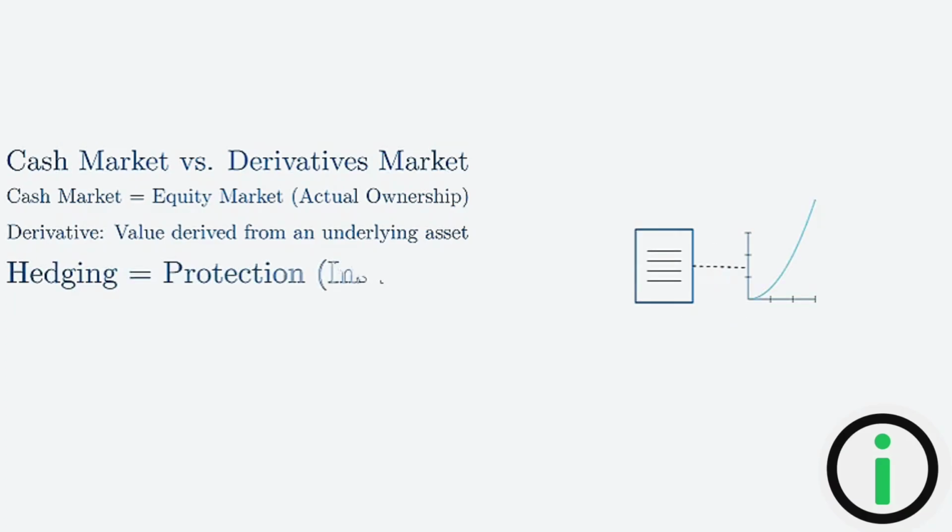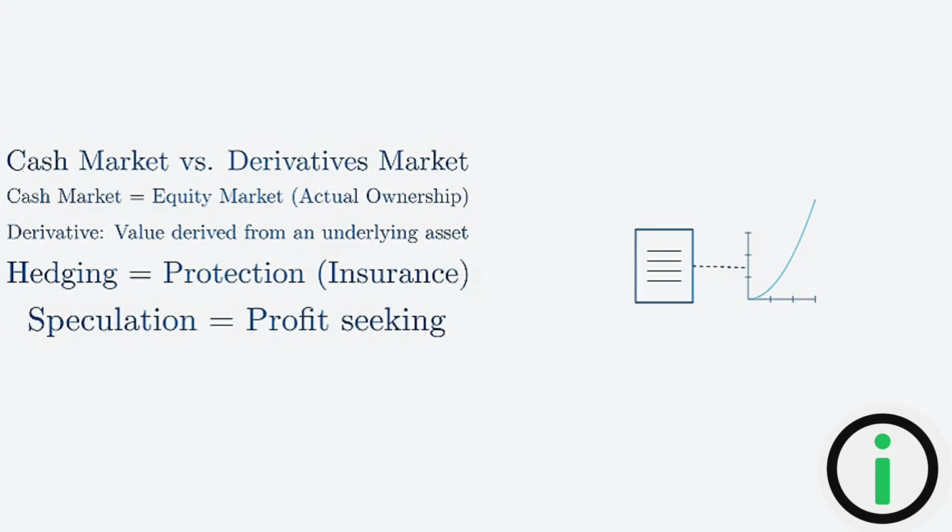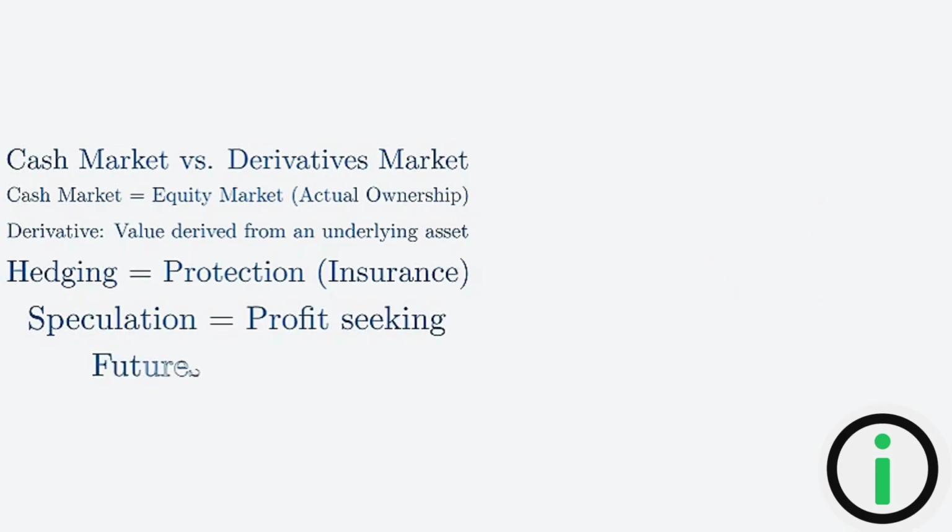Originally, derivatives were created for hedging, which is like insurance. For example, a farmer might use a contract to lock in a price for his crops months in advance to protect against a price drop. Today, however, many people use them for speculation. The two main types of derivatives are futures and options.